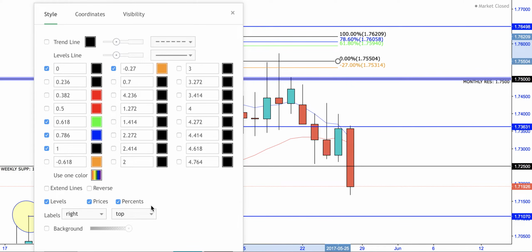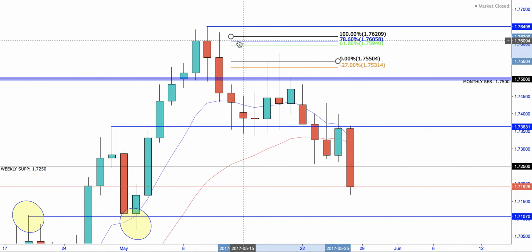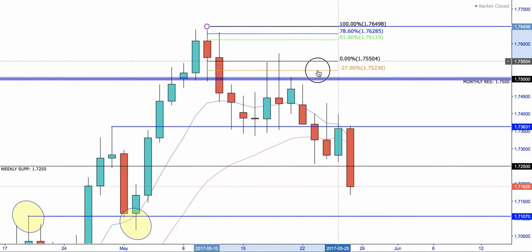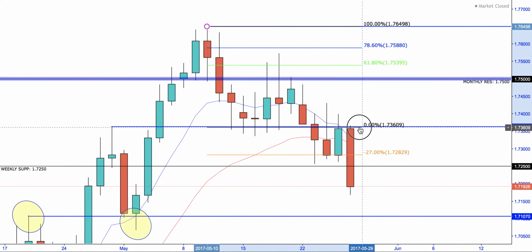Labeled on the top. So that's really it, and that's how we can refine this tool in particular. So GA taken from highs, weekly highs, down to daily lows, and we can actually line up the fib with our key levels.